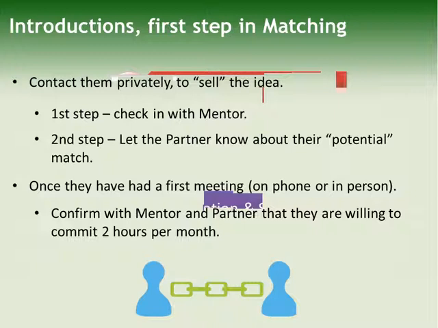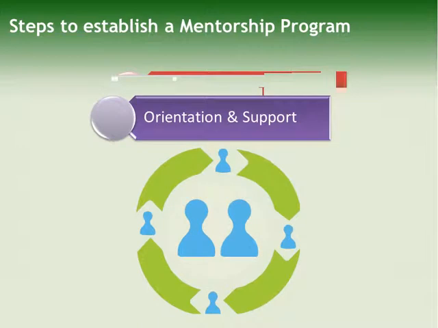Once they have had their first meeting on phone or in person and have decided to proceed, please confirm that both mentor and partner are willing to commit 2 hours per month to this relationship for the term specified. And if you are requested to find a new match for the mentor or partner, do so willingly to create motivated teams.